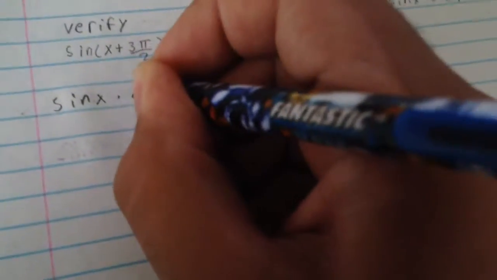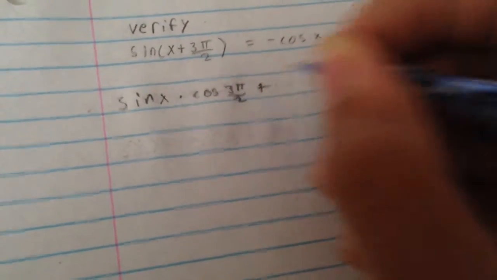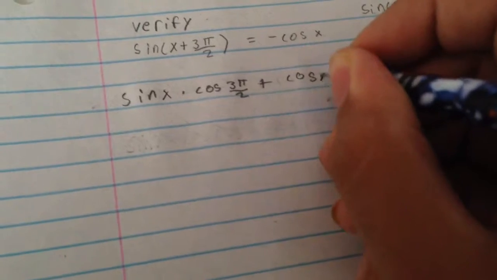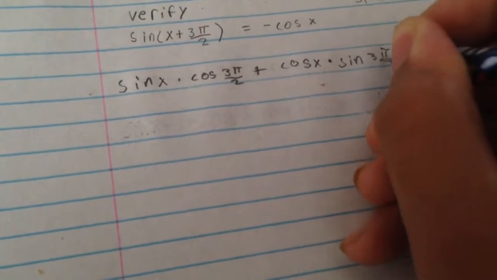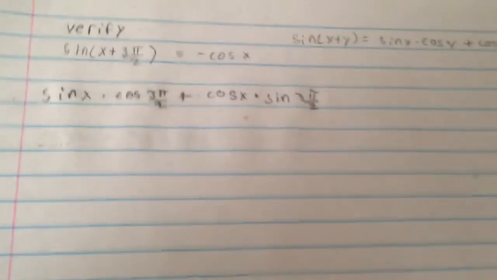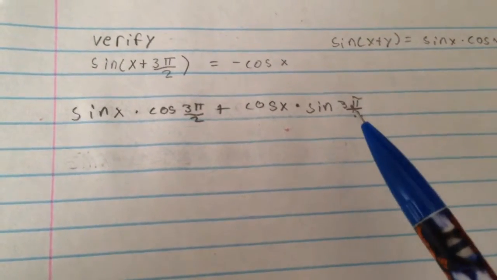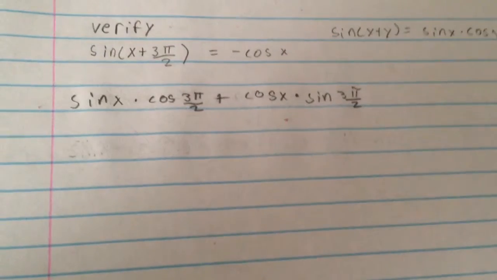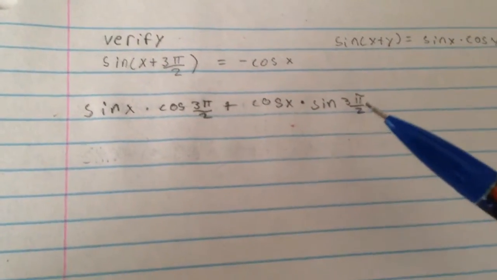So, this is simply sine of x times cosine of 3 pi over 2 plus cosine x times sine of 3 pi over 2. Okay, now if you look carefully at this problem, you see that this is a cosine of 3 pi over 2 and a sine of 3 pi over 2. Well, we know these two values. Cosine of 3 pi over 2 is 0, and sine of 3 pi over 2 is negative 1.